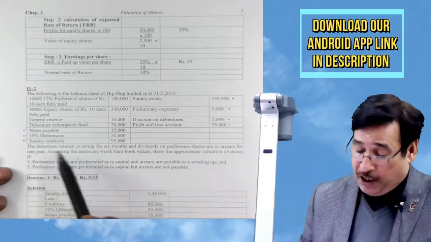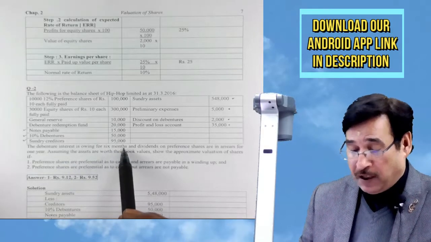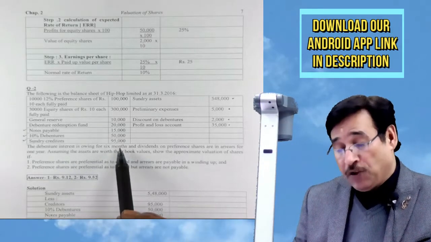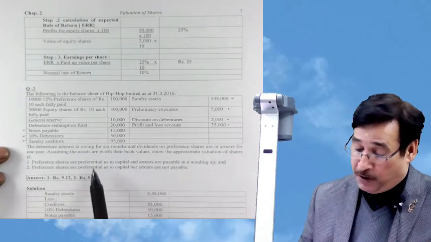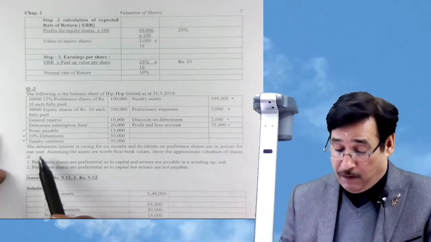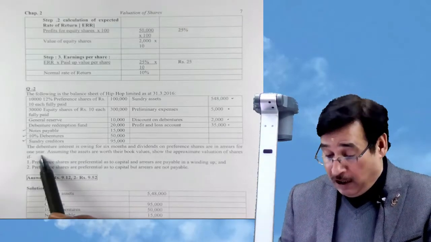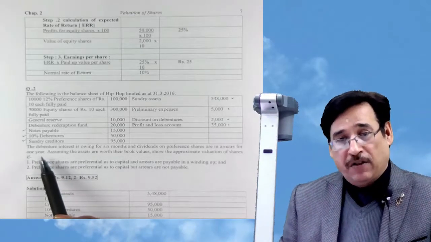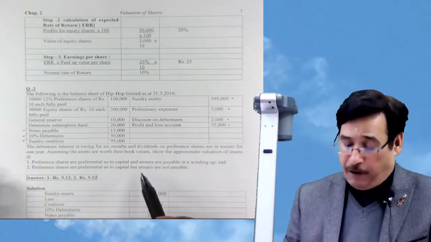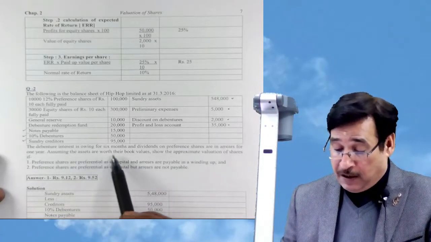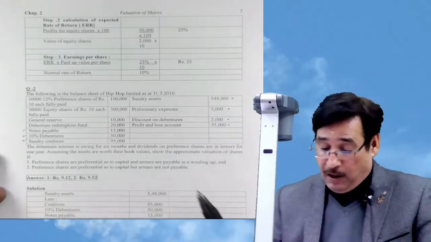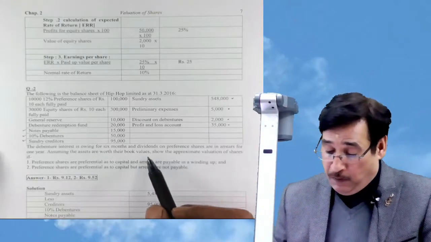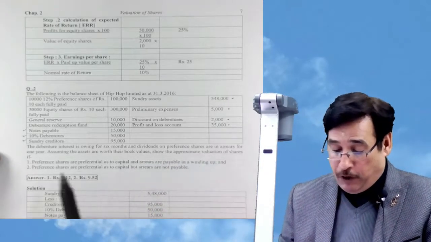Now the question states below that debenture interest is owing for 6 months. So debenture interest is outstanding. 10% debentures are there, 6% interest is outstanding. And the question also states that dividend on preference shares is in arrear for 1 year. If the question states clearly that there are some arrears of dividend, then only you will consider the arrear of preference dividend. Now, assuming the assets are worth their book value, the question has stated very clearly that whatever the book value is, that is the real value. Show the approximate valuation of shares.